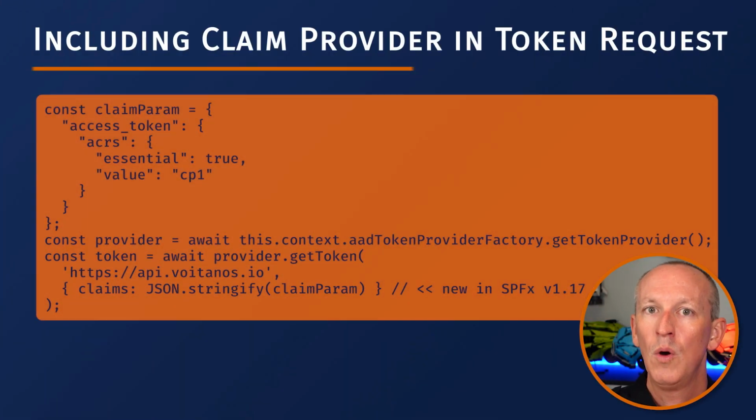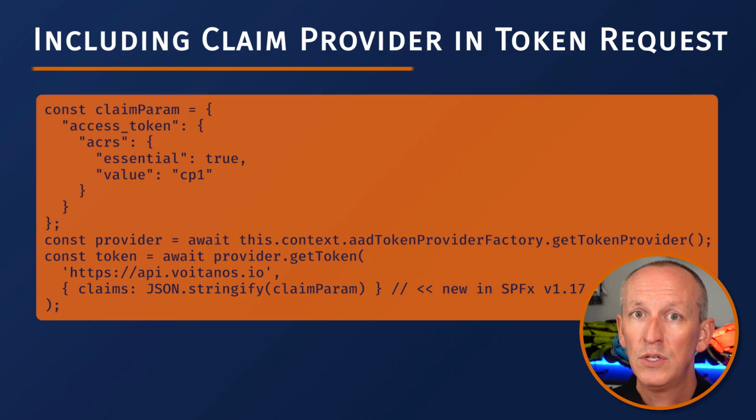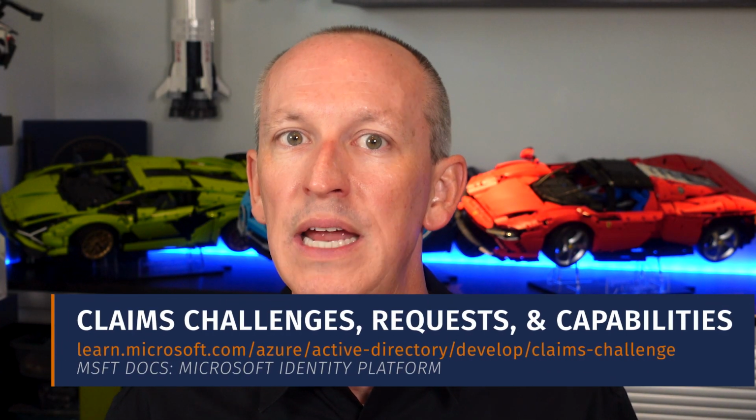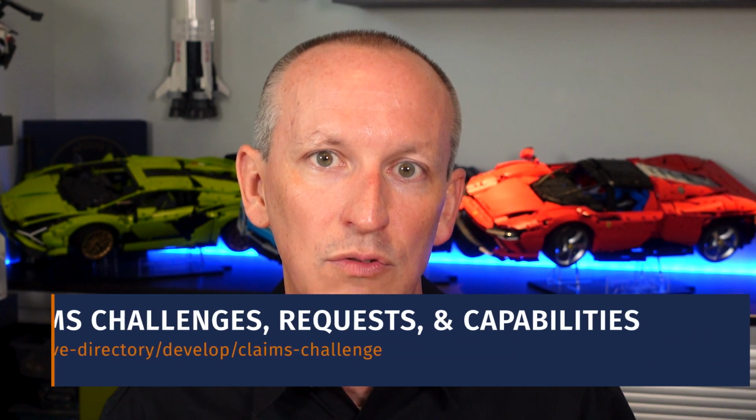But until the SharePoint Framework 1.17, the API, specifically the AAD Token Provider API, didn't give us a way to do this. But now we have a method on that object. The AAD Token Provider has a method called getToken that's only available in the SharePoint Framework 1.17, and it supports an options object as a second parameter. And we can use this to preempt the claim challenge with a claim parameter that's going to be expected. So in this example, I'm including a claim parameter that satisfies a conditional access policy requirement. Now, you can learn more about claim challenges, requests, and the client capabilities from the Azure AD docs. I've included a link to this in the description of this video below.